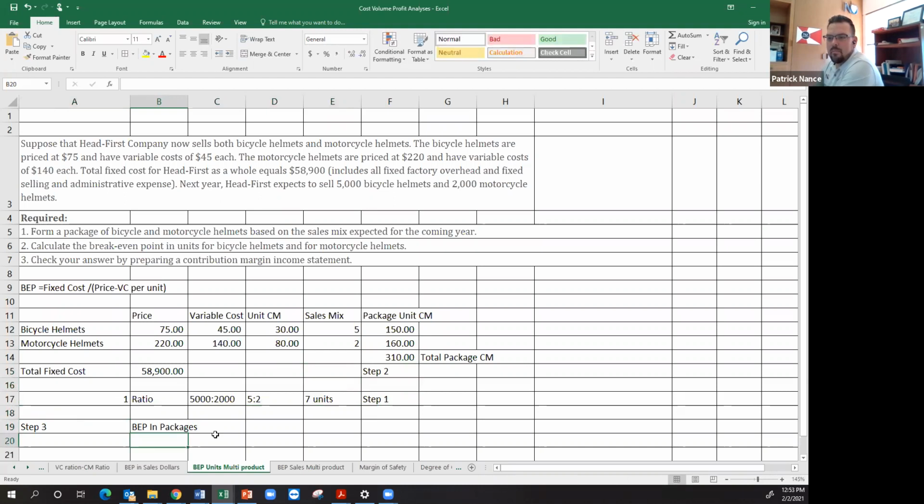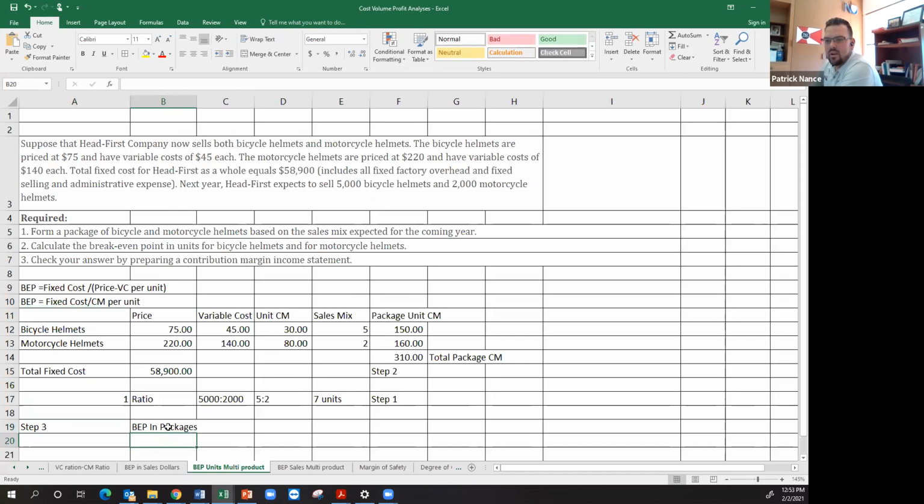So I know what my contribution margin is, and my break-even point, remember, you could also write this way: fixed cost divided by contribution margin, because price minus variable cost per unit is contribution margin per unit. So I can find my break-even point in packages. That's my step 3. All I need to do is take my fixed cost, 58.9, divided by the contribution margin for the package, 310, to get 190.